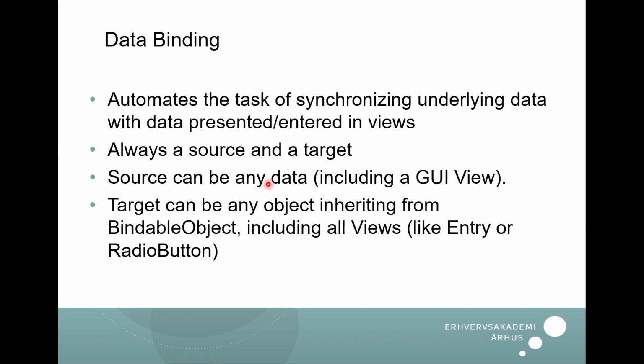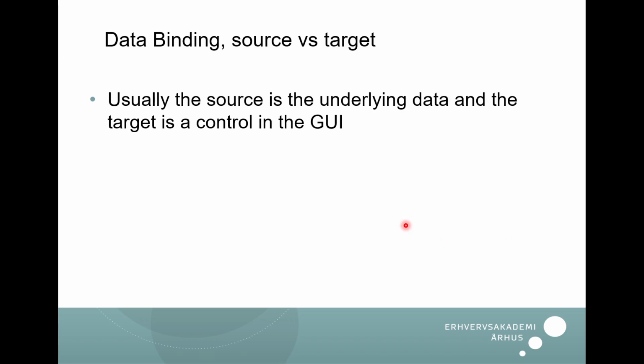Naturally, the source can be any object. It can also be a GUI view, but that's not common. And the target is basically a view, like an entry or a radio button. Theoretically, it should be anything inheriting from BindableObject, which they all do. But again, the source is the underlying data, and the target is the control in the GUI.